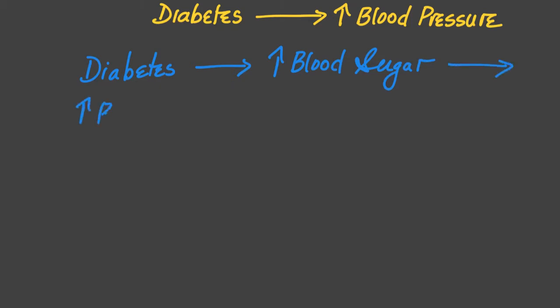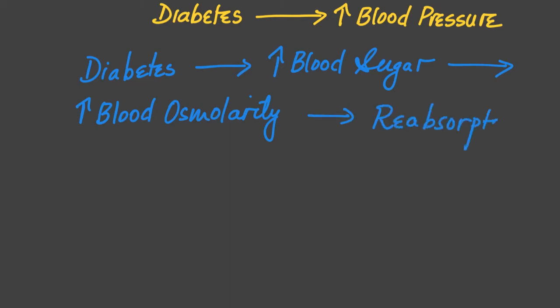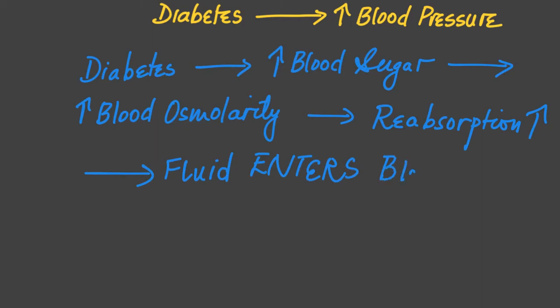So blood osmolarity also increases. When blood osmolarity increases, more fluid is drawn into the capillary, so reabsorption increases and fluid enters blood vessels. When this happens, the blood volume increases.